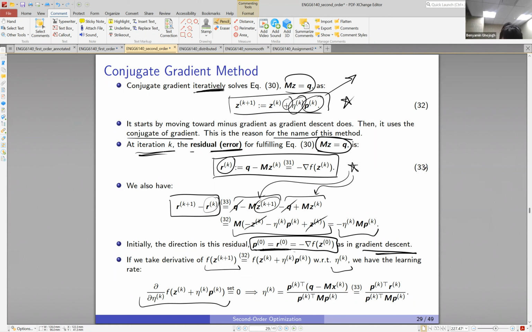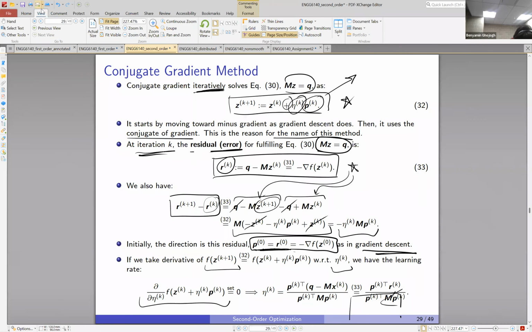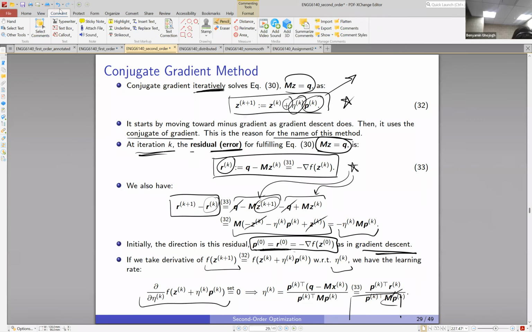And according to equation 33, because the residual was q minus Mz_k, you can replace this with r_k. This is the equation. Sorry about that. Yeah, this is the equation for the learning rate in conjugate gradient.